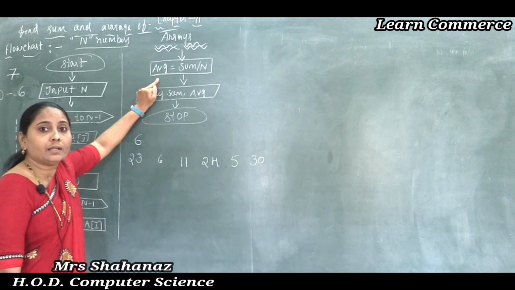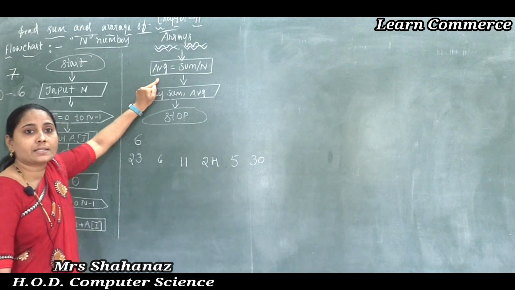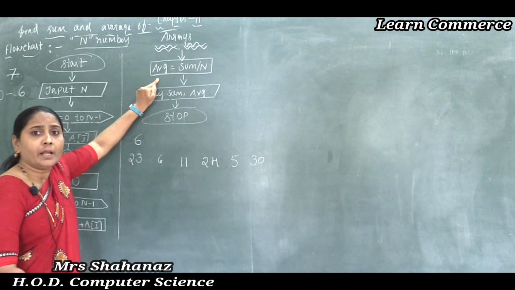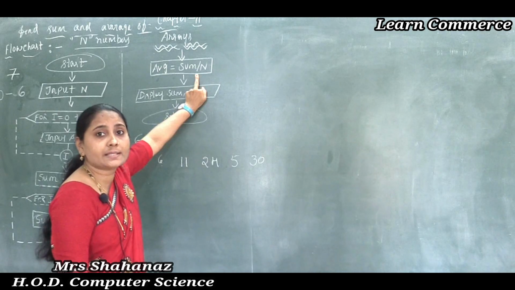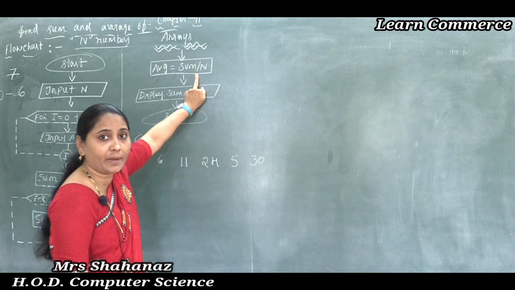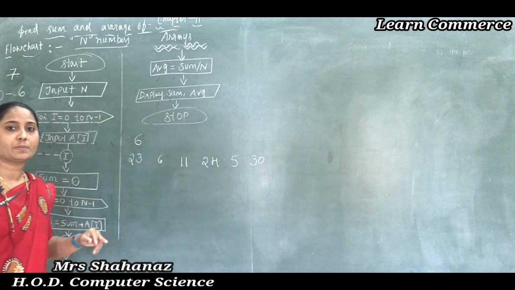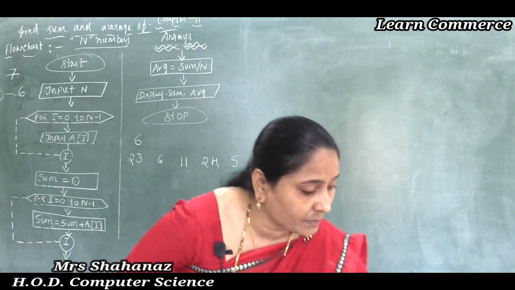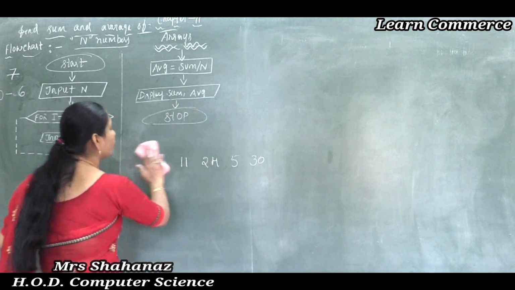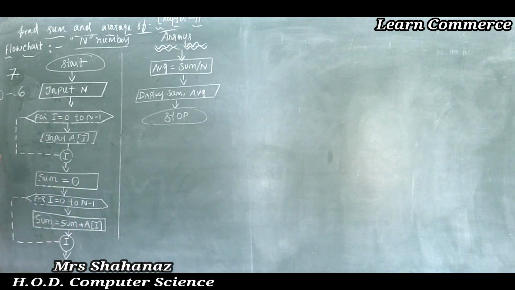As we know, the average calculation we can do by taking the sum and dividing it by the number of elements. Okay, this sum divided by the number of elements, sum by 9, and lastly by using the output symbol we display the sum and average, and finally stop the program. So clear this one here. So this is about our flowchart of sum and average of n numbers.